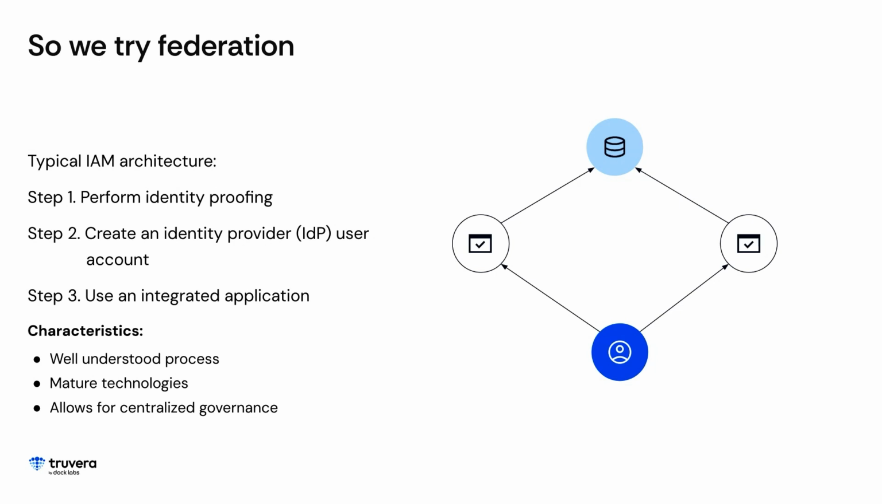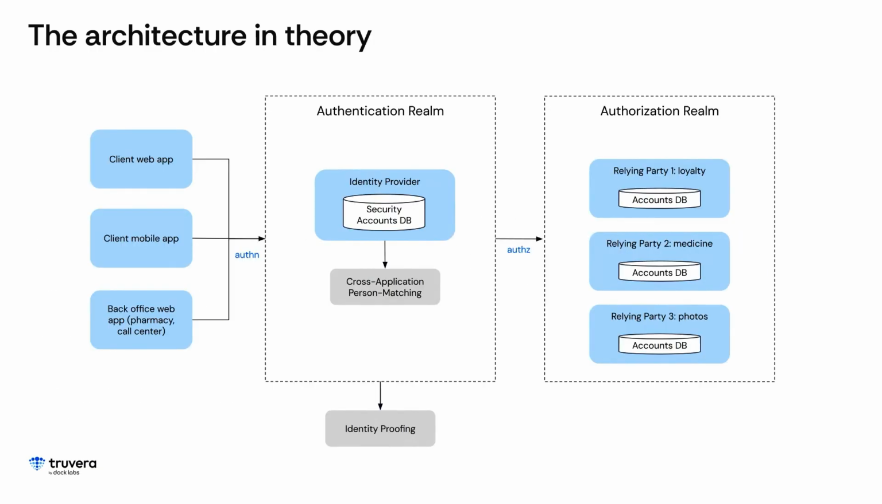And this is a pretty good pattern. It's well understood. It's been used all over the place. There's mature technologies, and it allows for centralized governance, which gives us good tools for audit, for security, and for proving that we comply with policies. So in theory, our example organization ends up with this architecture.